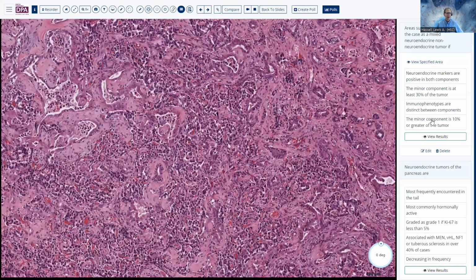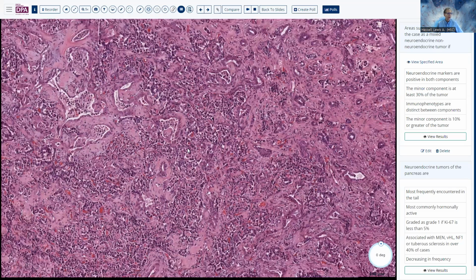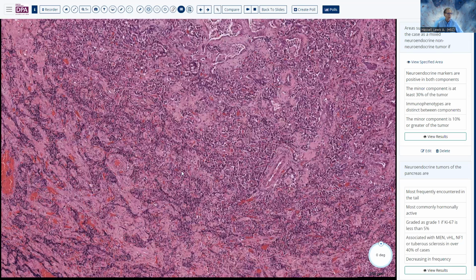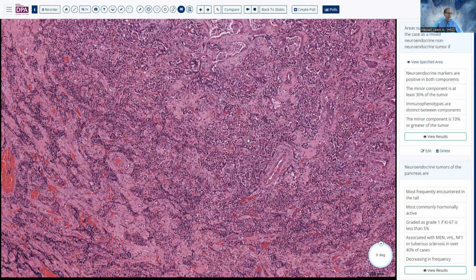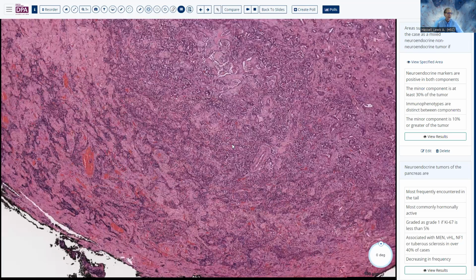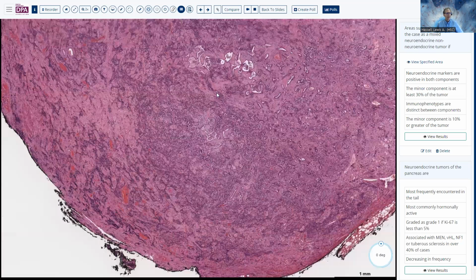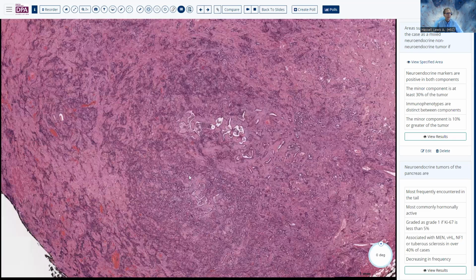What do we do if we have a 10% component? Well, we use a different terminology. We don't call it mixed. We just call it a neuroendocrine tumor with minor glandular elements or a minor component of adenocarcinoma or whatever. In general, these tumors tend to behave according to the hallmarks of the worst differentiated component. So if the neuroendocrine tumor is the higher grade and more aggressive tumor, that's going to be what's going to guide prognosis and so forth.